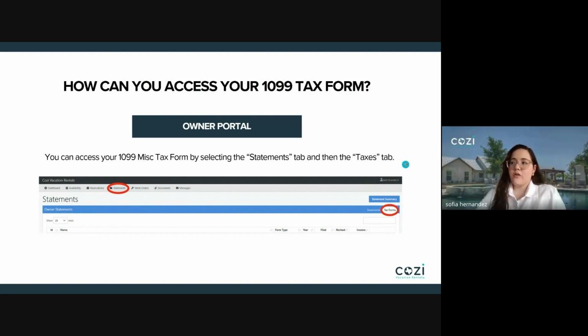Got it. How can you access your 1099 tax form? So I'll take this one over since you can access your owner portal. As you know, everybody here as the owner has their own credentials to log into their own portal where they can see all information of what's going on with their property. You have different tabs where you can navigate through, and for the tax form, you would have to access by selecting the Statements tab in the portal, and then you go to the tax forms here. You'll be able to see all previous 1099s that were already published, and then the new 1099 that will be published by the end of January at the latest.